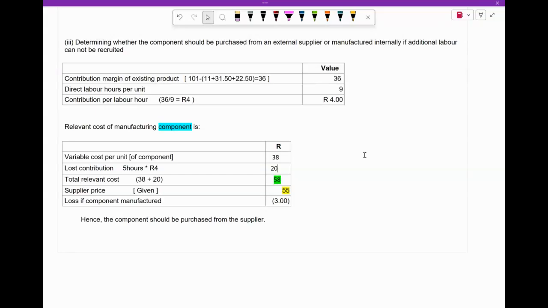So here we're saying, okay, we know that if we do not produce this, we need 5 hours in order to actually produce the component. That's not a problem, but we're going to lose out on this 4 Rand coming from the product. So that's where the issue is if we don't produce it ourselves. We need to account for the opportunity cost. Does that make sense?